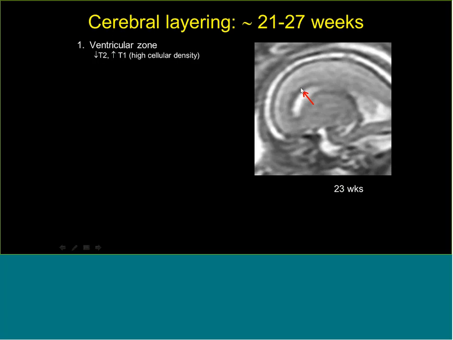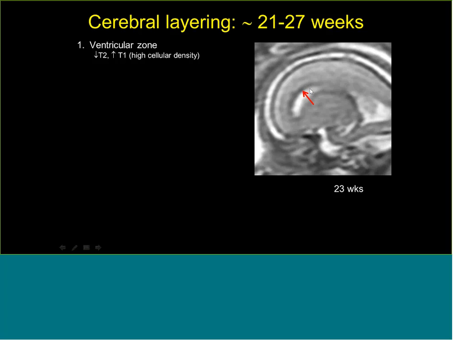So now here's when you can see the 5 layers, which is why I think earlier it's hard to see. But when you can see the subventricular zone, you should be able to see a dark, then a bright, then a dark, then a bright, then a dark. And that would be the ice cream sandwich sign, the double-decker ice cream sandwich sign. Whereas before 21 weeks, it's very hard to see. You might be able to see in some instances, but usually not. So between 21 and about 27 weeks, we should be able to identify these 5 layers.